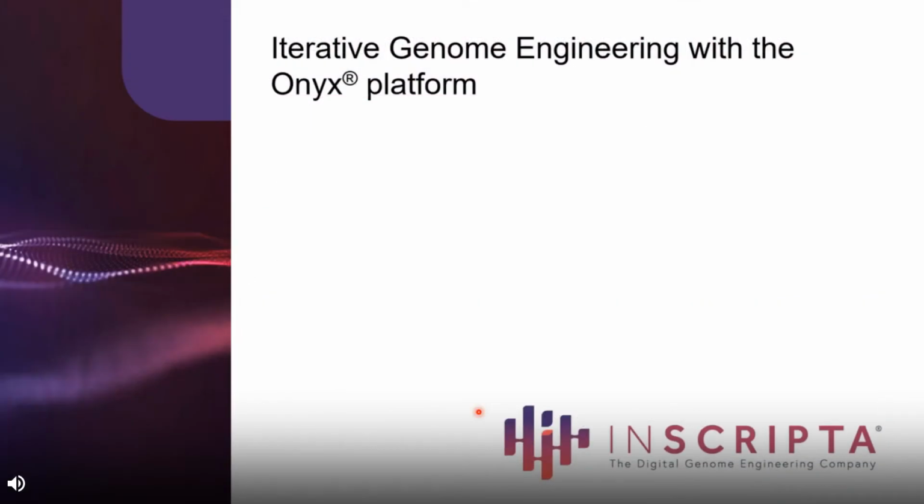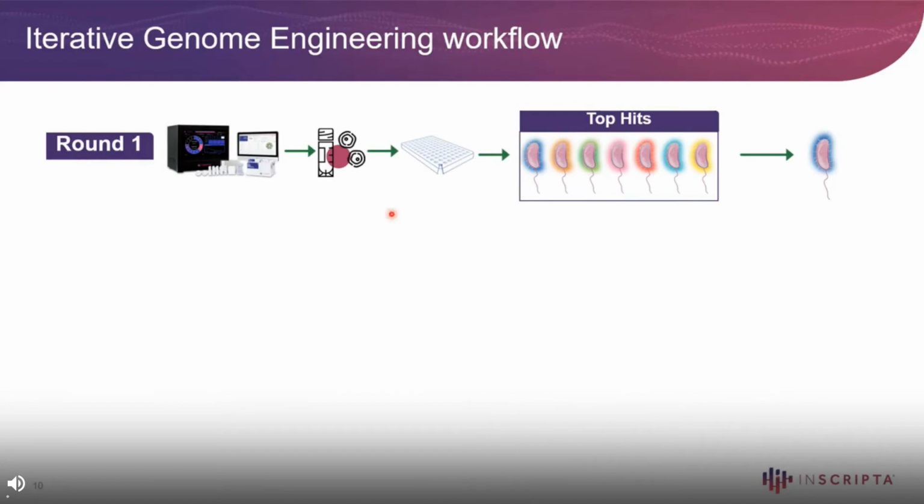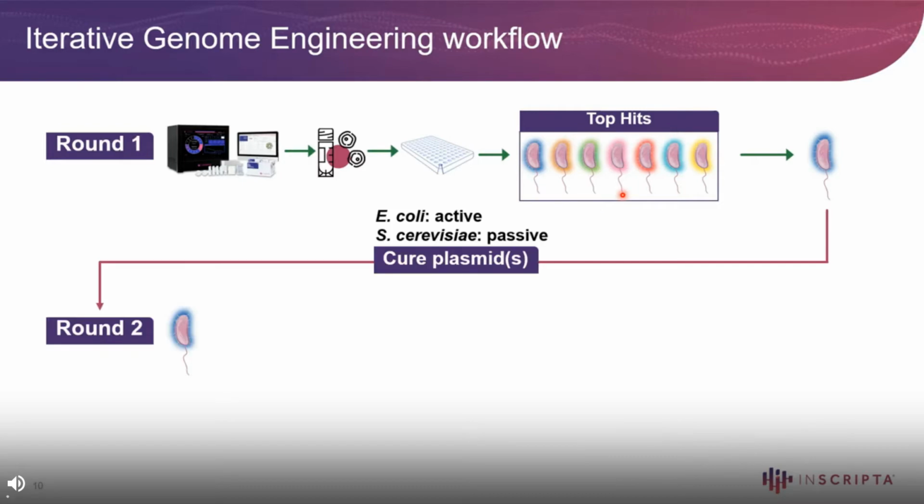Okay, so that's an introduction to the platform. Now I want to tell you about the iterative genome engineering workflow that has been recently released for the platform. So this is what the workflow looks like. You build your first library, you take it through your screening workflow here, and you identify your top hits. You take one of those hits, and you want to carry that into the second round. So in order to do that, you'll need to cure the plasmid or plasmids that are contained within that strain that was necessary in order to introduce the edits.